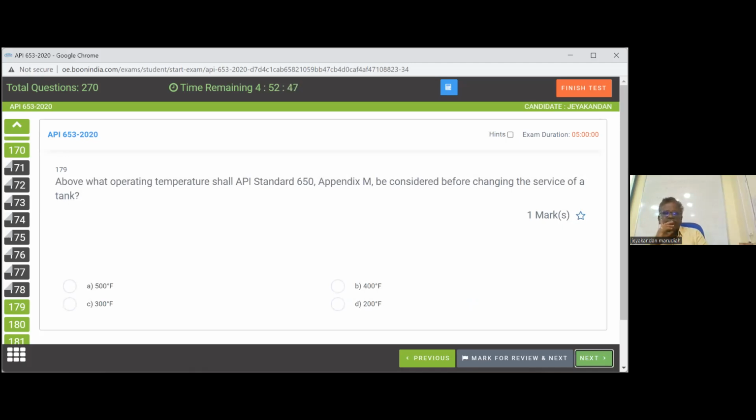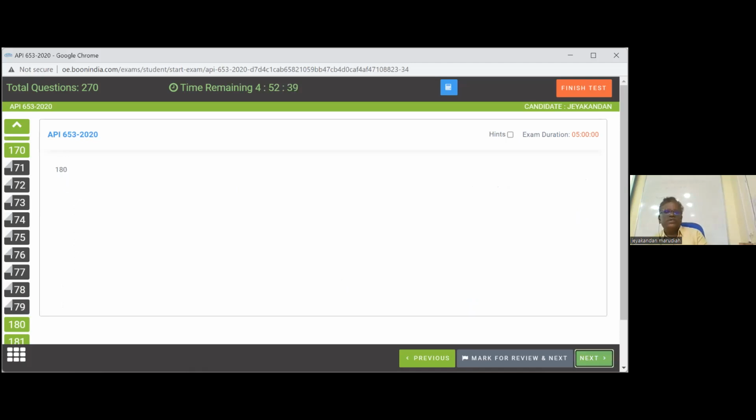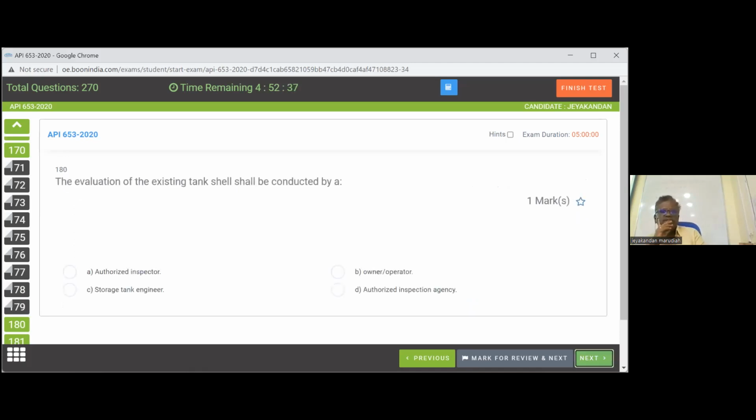Next. Above what operating temperature is API Standard 650, Appendix M, to be considered before changing? So above 200 Fahrenheit, you have to use Appendix M. Okay, 200 to 500. Next. The evaluation of the existing tank shall be conducted by... First line, next page: storage tank engineer. It should be conducted by this, next page, first line, top, storage tank engineer.